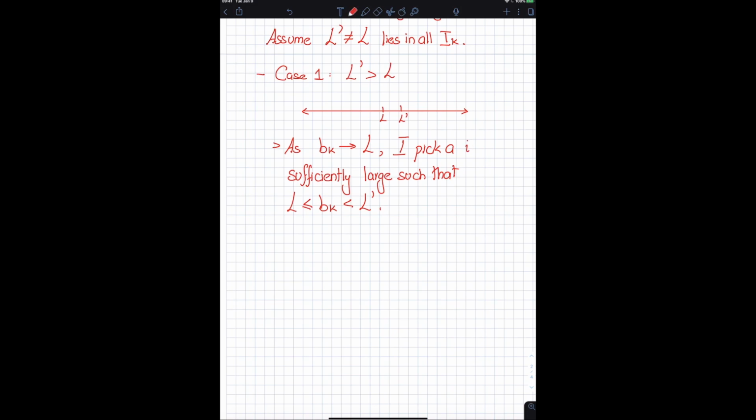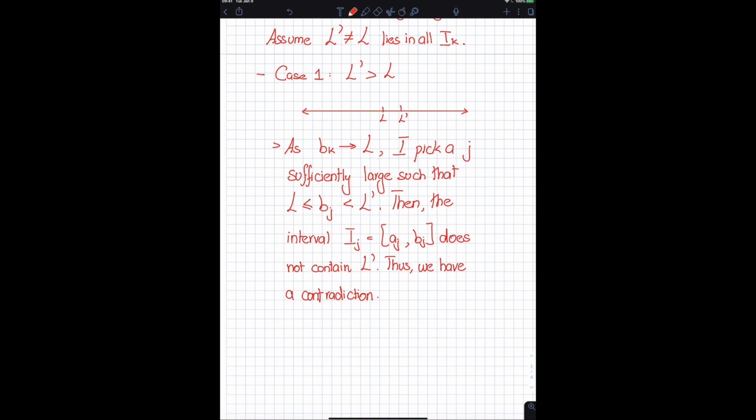Instead of k, I'm just going to call this j for now, just to avoid any confusion. Then the interval I_j, which is equal to the closed interval [a_j, b_j], does not contain L prime. Thus, we have a contradiction. So that's the first case. Clearly, there can be no L prime greater than L because there exists at least one interval which does not contain L prime.